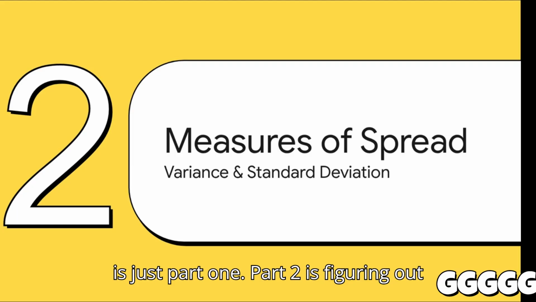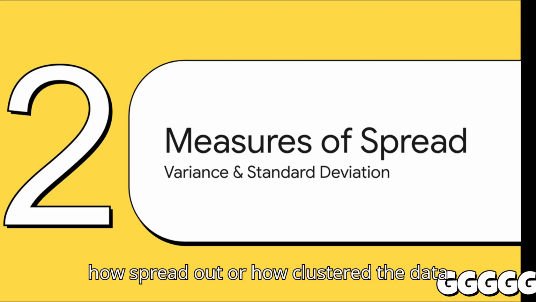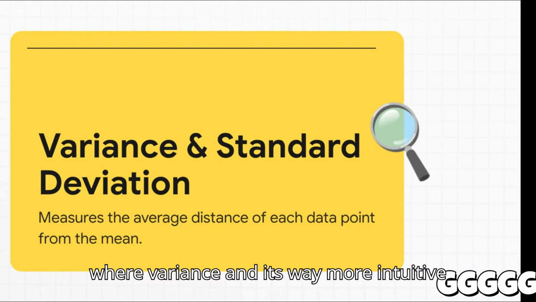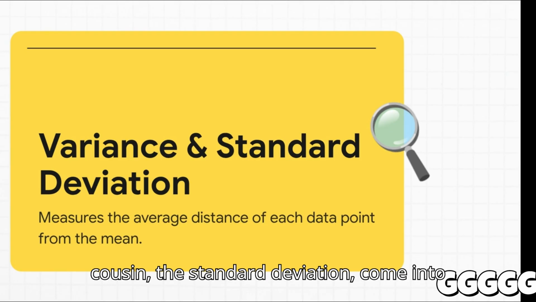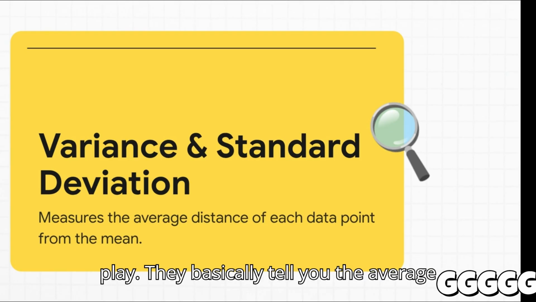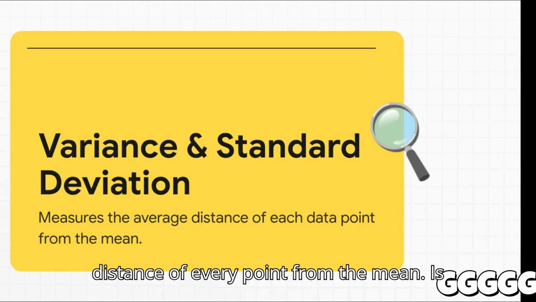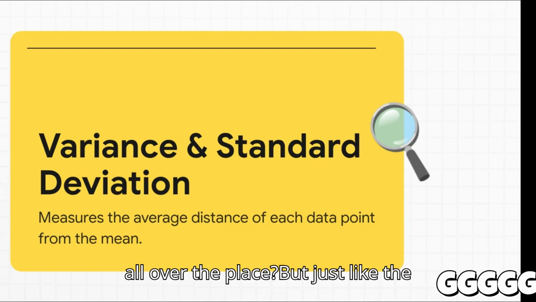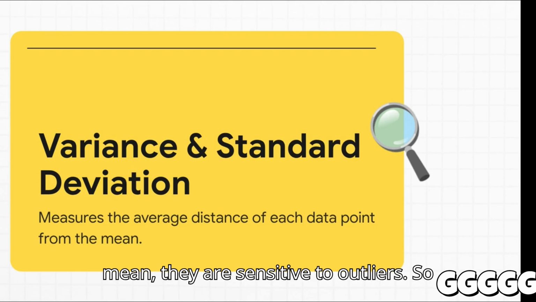All right, so finding the center is just part one. Part two is figuring out how spread out or how clustered the data is around that center point. This is where variance and its way more intuitive cousin, the standard deviation, come into play. They basically tell you the average distance of every point from the mean. Is the data all bunched up, or is it spread all over the place? But just like the mean, they are sensitive to outliers.